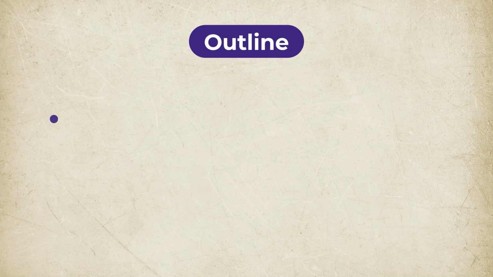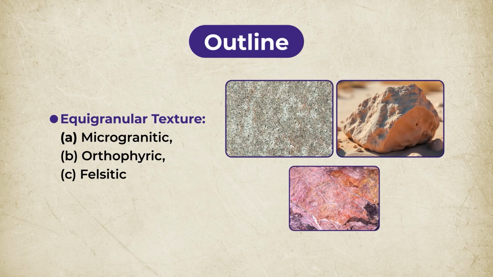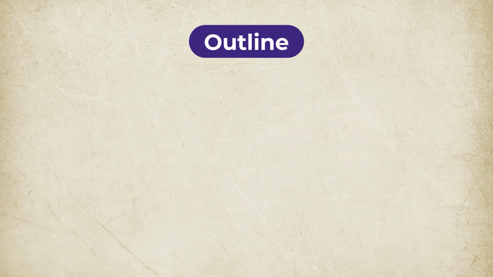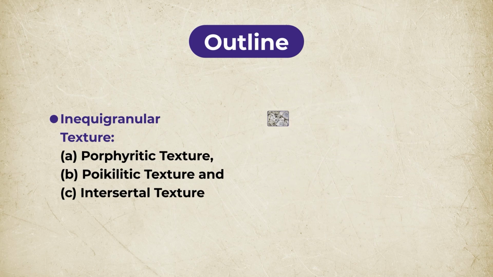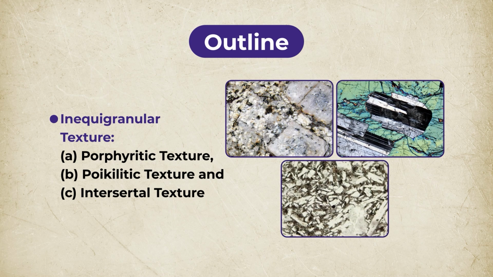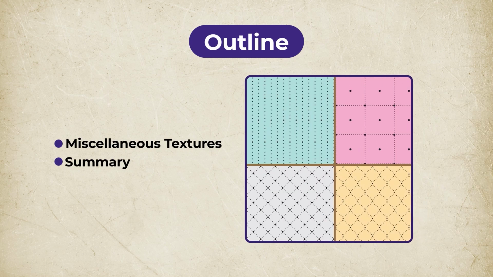So, equigranular texture, microgranitic texture, orthophyric texture and felsitic texture. Equigranular texture is basically of three types: microgranitic, orthophyric and felsitic. Then inequigranular texture is of three types: porphyritic texture, poikilitic texture and intersertal texture. And the third, the last one, is miscellaneous textures, and lastly we will summarize the entire discussion.